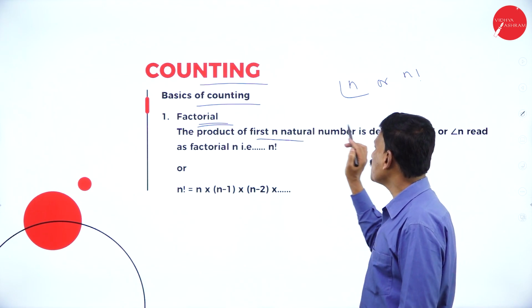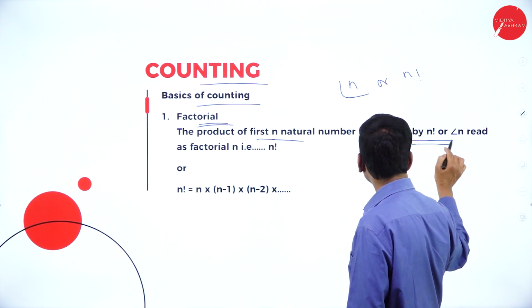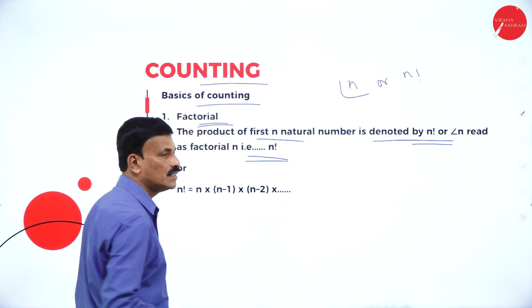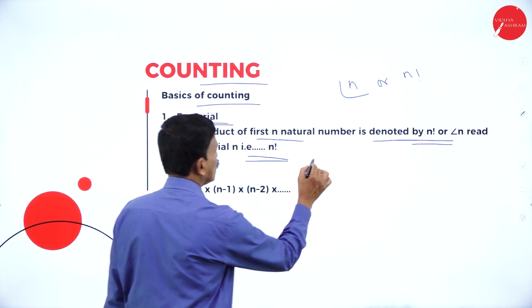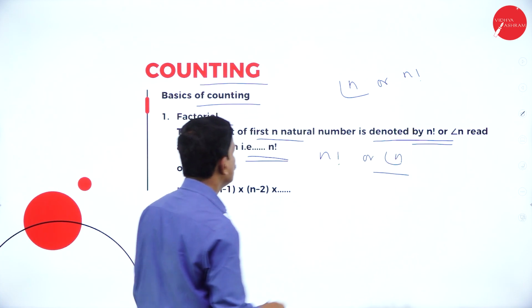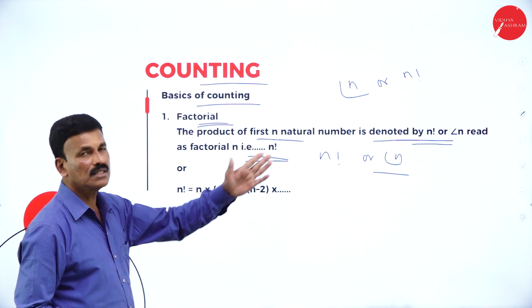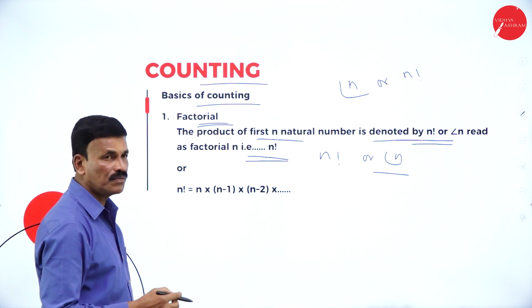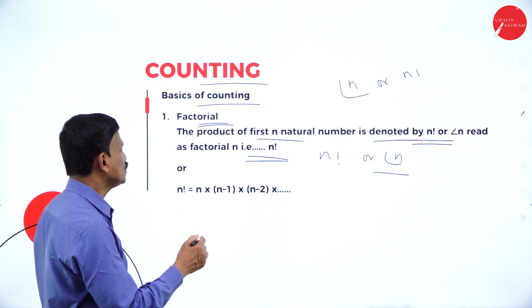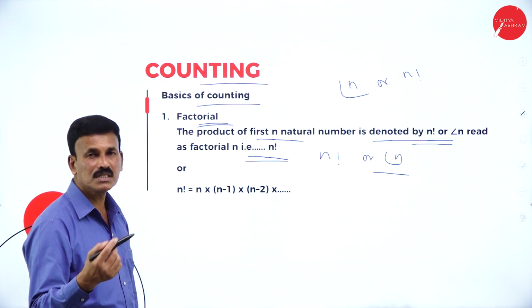The product of the first n natural numbers is denoted by n factorial. So n factorial, or factorial of n, is nothing but the product of the first n natural numbers. Therefore n factorial is given by n into n minus 1, n minus 2, n minus 3, and so on.